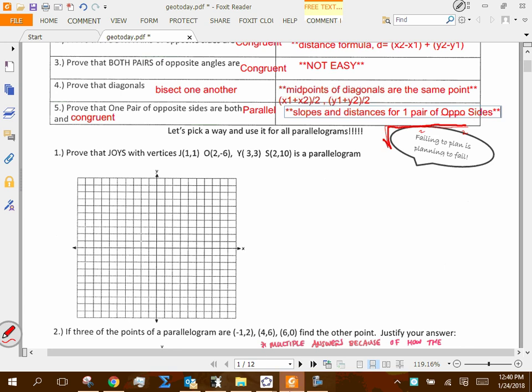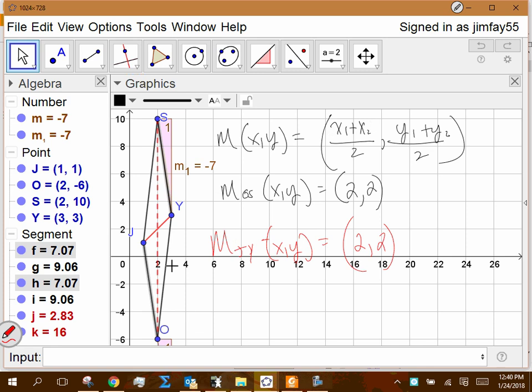I'm going to use, just because I think it's a little bit clearer and less muddled, I'm going to use GeoGebra to kind of walk through the explanation of this stuff.